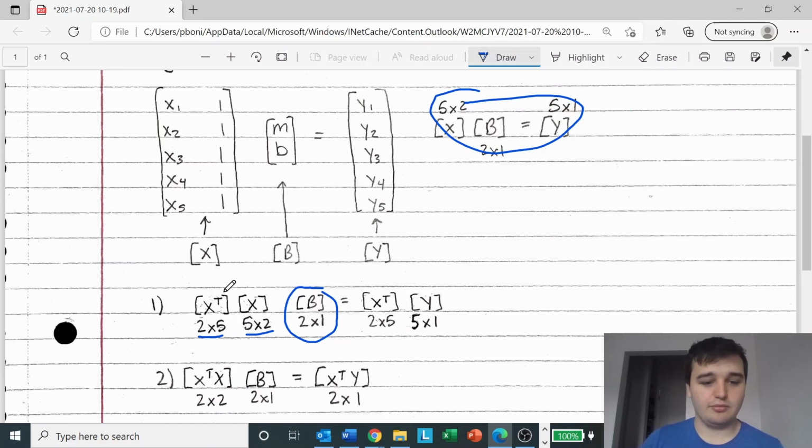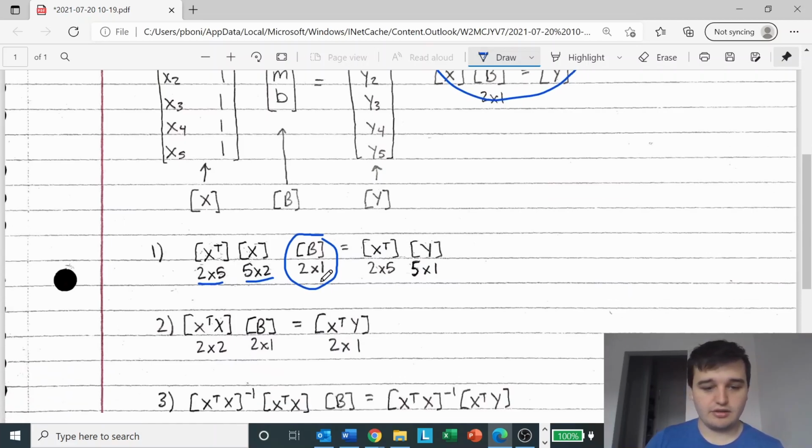So now we have the transpose, and remember that the order in which you multiply matrices does matter, so we want the transpose out in front, because if we multiplied it the other way, say X times the transpose of X, we'd get a 5 by 5 matrix instead of a 2 by 2. So we want to multiply the transpose first times the X matrix, and then we're going to do the same thing on the right side: multiply the transpose of X times the Y matrix.